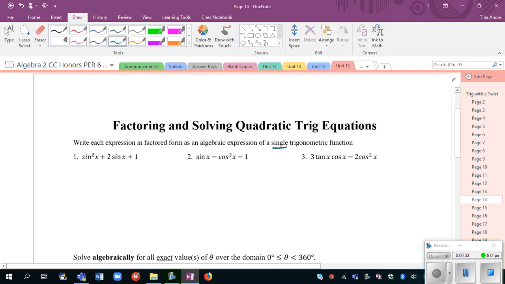So that means we're going to try to get it. Like this first one's already in terms of sine, but the second and the third one have a couple different trig functions in there. We want to get it into a single trig function, and then we're going to factor.